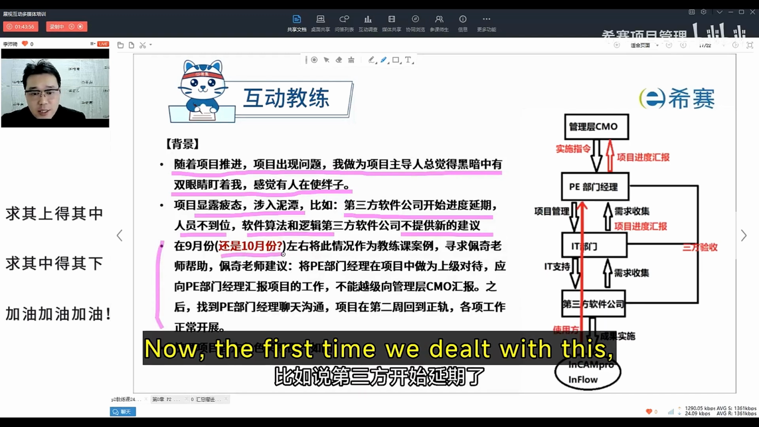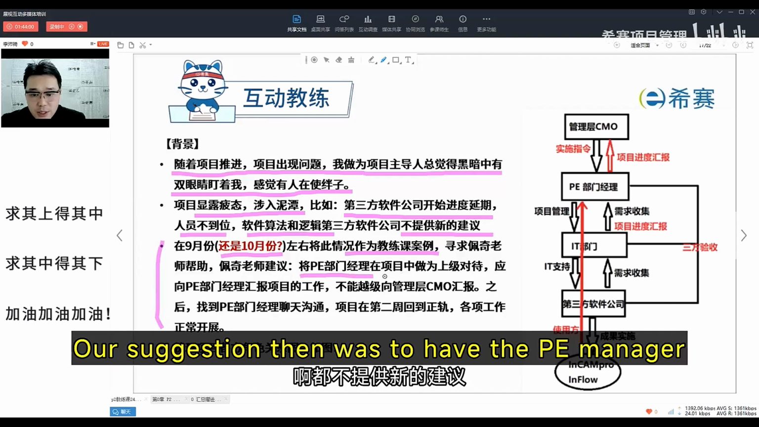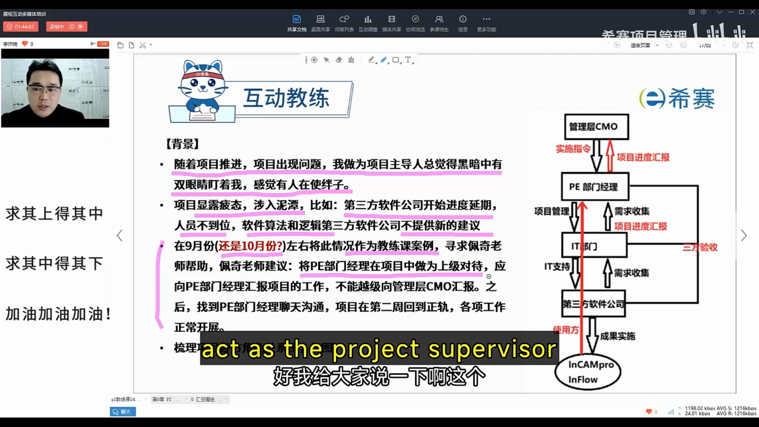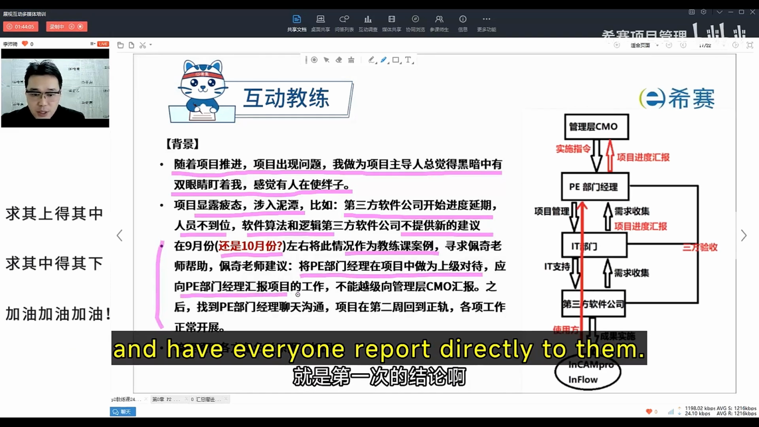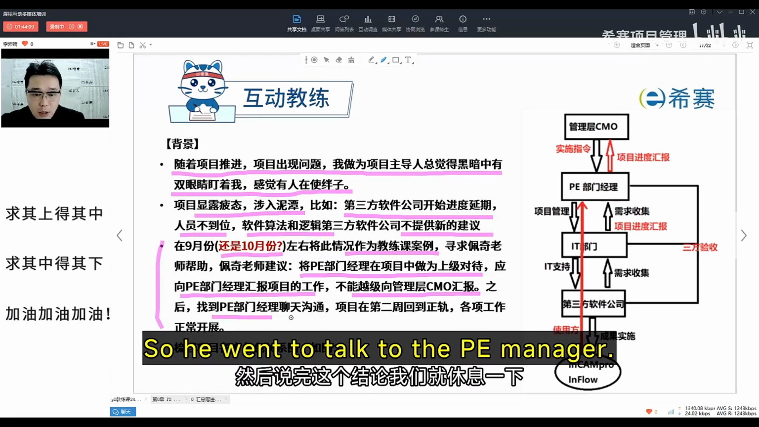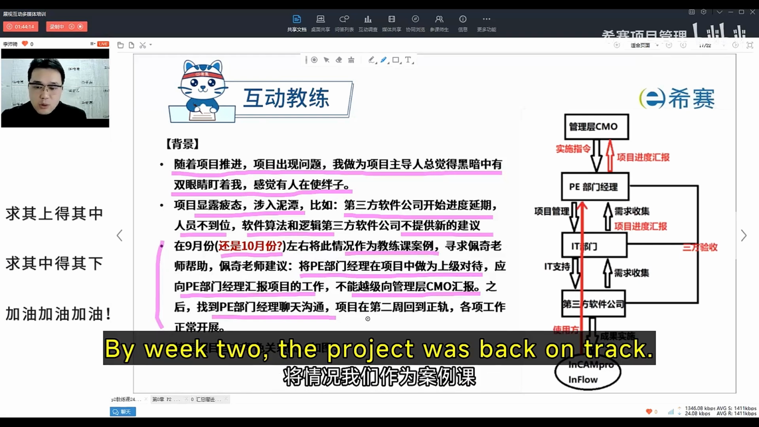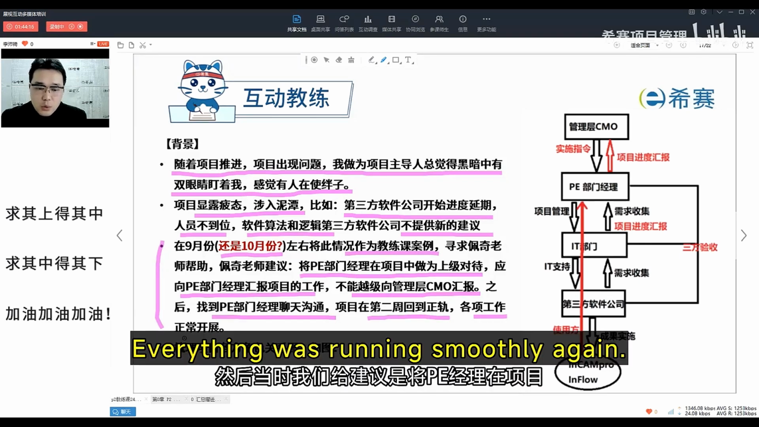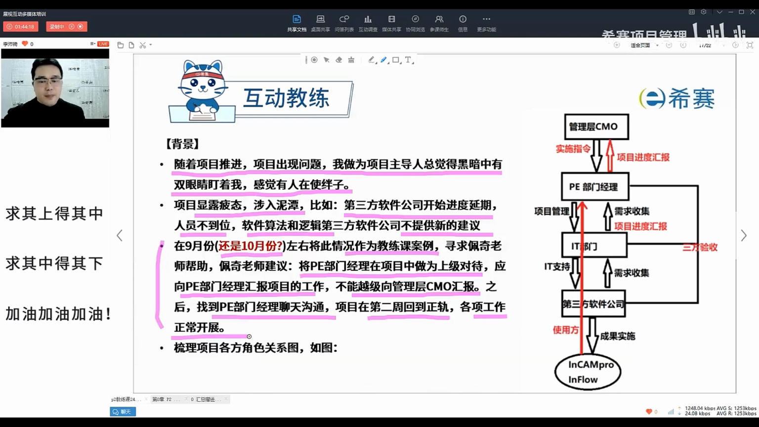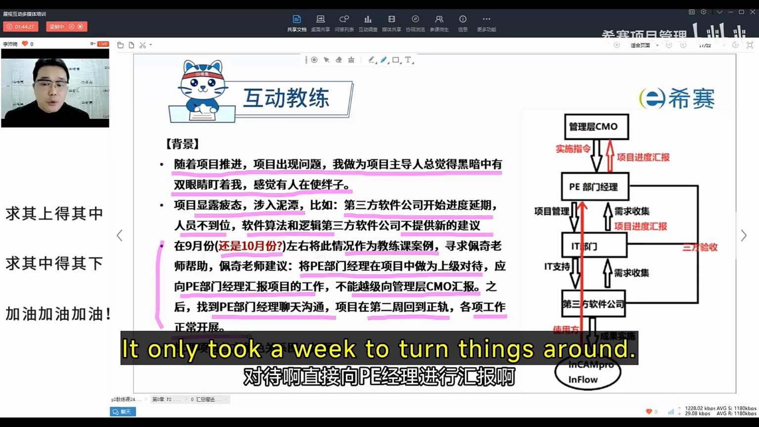Now, the first time we dealt with this, we treated the situation as a case study. Our suggestion then was to have the PE manager act as the project supervisor and have everyone report directly to them. Don't go over your boss's head. So he went to talk to the PE manager. They had a good talk. By week 2, the project was back on track. Everything was running smoothly again. The result was excellent. It only took a week to turn things around.